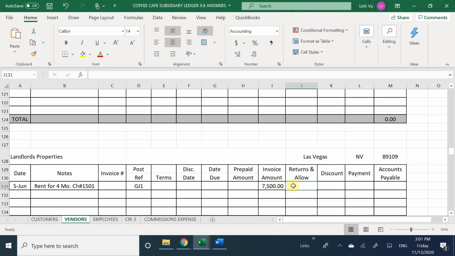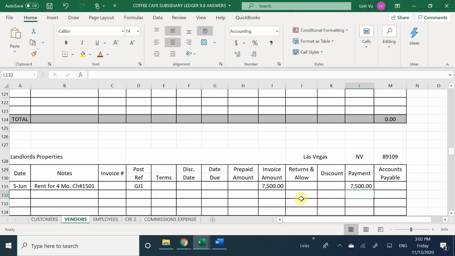Now the next section is, do we have returns and allowances? Not yet. This is our first time dealing with this vendor, right? This is our first time having rent. If we have disputes or anything's going on with the rent or the landlord, that's when we'll have a return and allowance. Right now, we just purchased it. We're fine now. Okay? Of course, there's no discounts when it comes to rent. But did we make a payment to the rent guy? Yes, we did. We paid him with a check 1501. All right, and we paid him for the full $7,500.